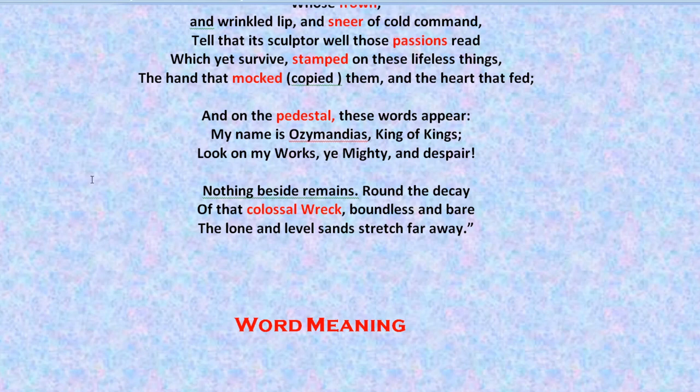My name is Ozymandias, king of kings. Okay, so these big words were written there, that my name is Ozymandias and I am king of kings. मैं राजाओं का भी राजा हूँ. Look on my works, ye mighty, and despair. That king had written all these words, and ye means you, and mighty means all the other kings. It is written here for all the other kings.